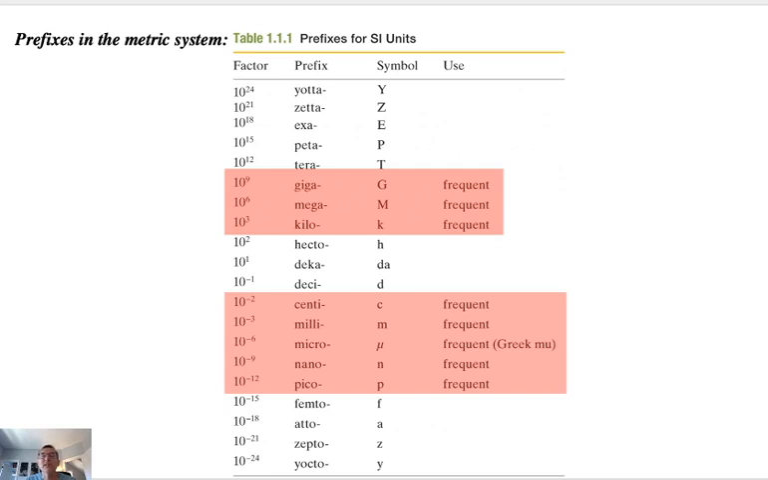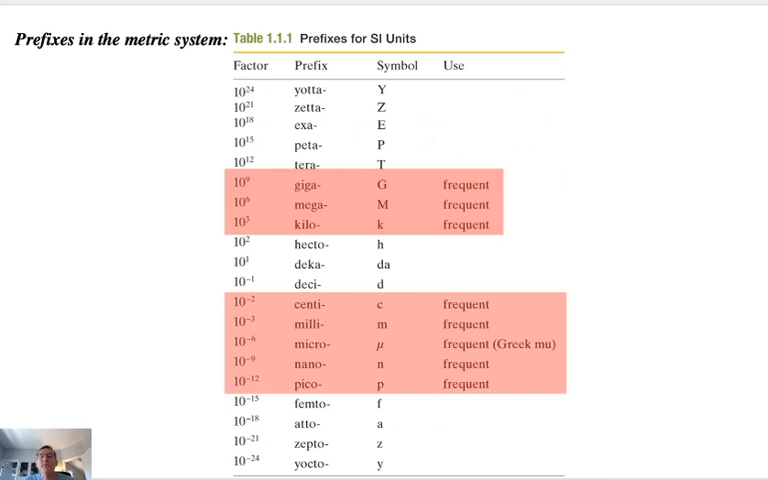Like 10 to the 6 is called mega, symbol capital M. So you could have 10 to the 6 meters, that'd be megameters. 10 to the 6 grams, that would be megagrams. Or 10 to the 3 is kilo, symbol k. So 10 to the 3 meters is 1 kilometer, or 10 to the 3 grams is 1 kilogram.